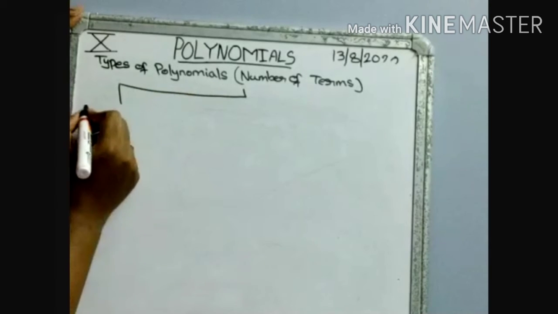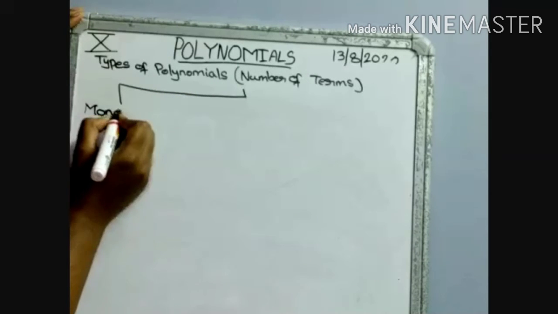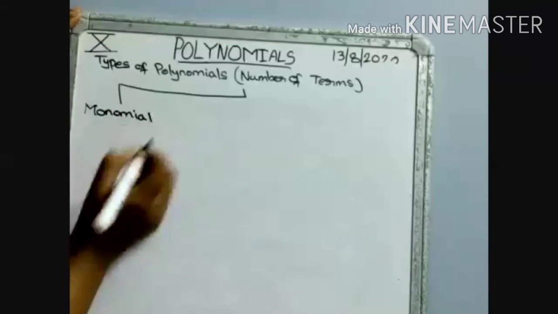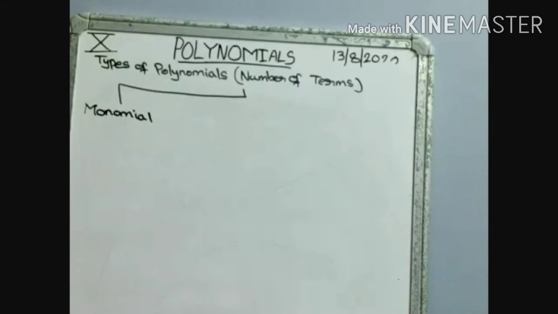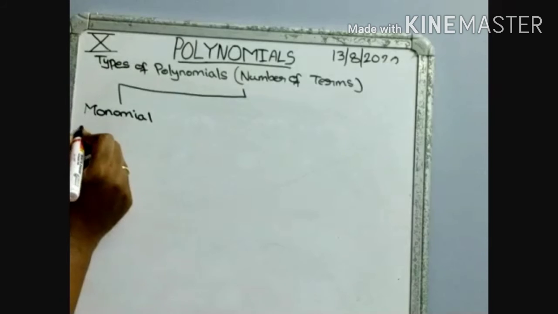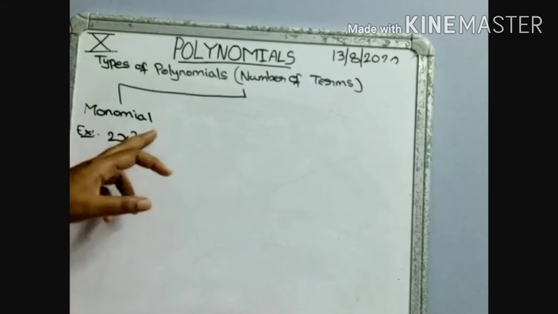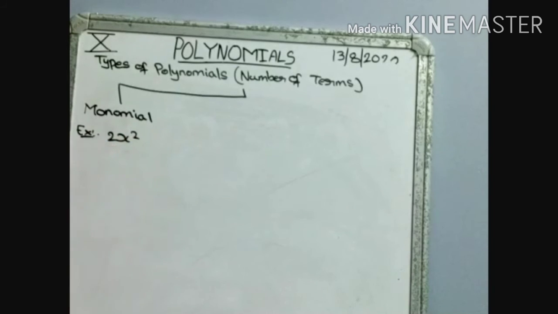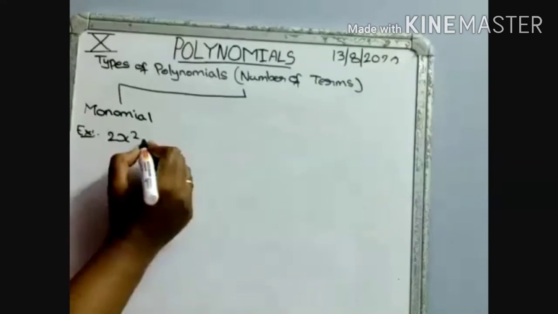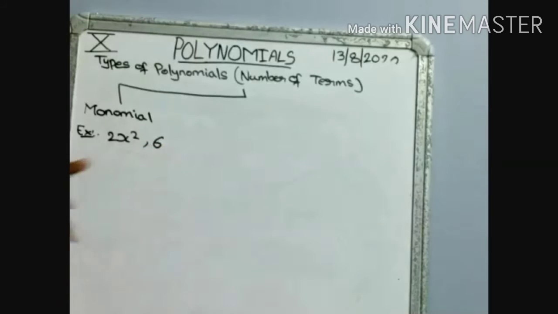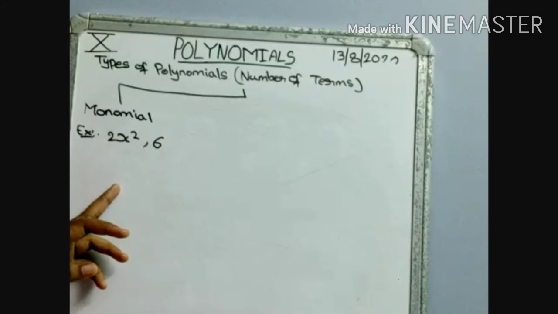monomial. Mono means how many? Only one. So only one term is there, that is called a monomial. See the example. Suppose if you take 2x square. Here 2x square is one term. Already we discussed it. And after that you can take some more examples. Here 6 also you can take. 6 is also one term. That is the constant one.